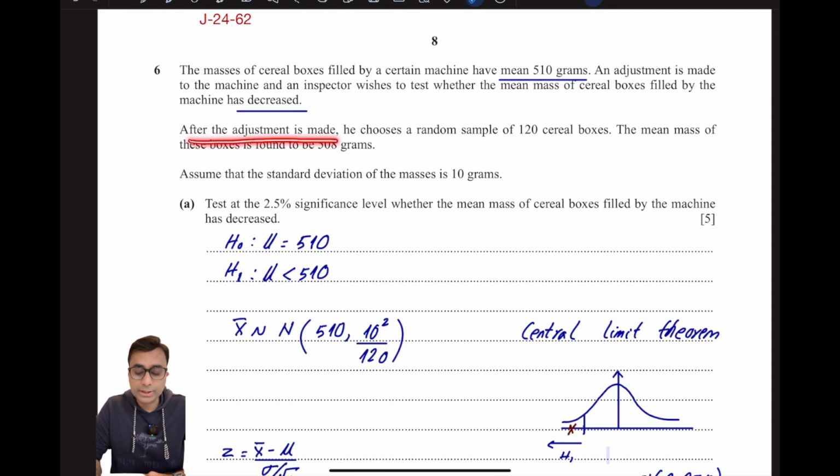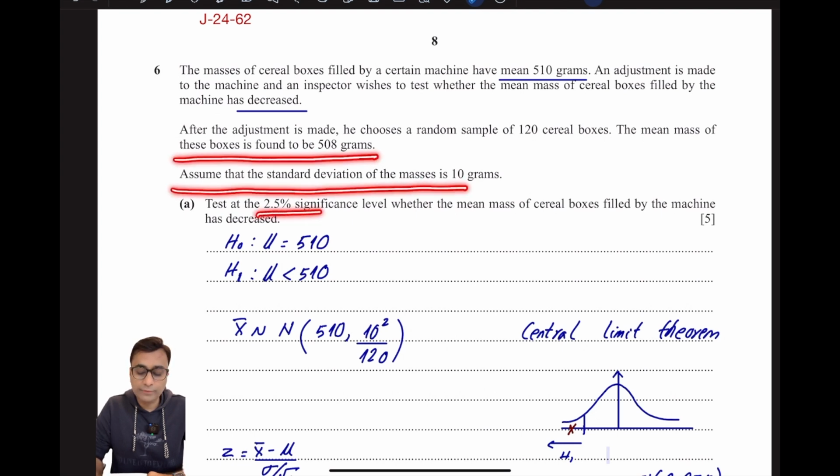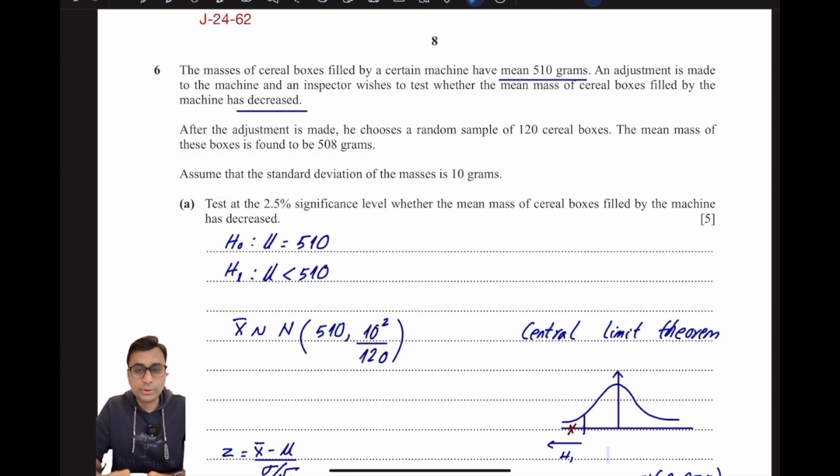After the adjustment is made, he chooses a random sample of 120 cereal boxes. The mean mass of these boxes is found to be 508 grams. Assume that the standard deviation of the masses is 10 grams. Test at 2.5% significance level whether the mean mass of the cereal boxes filled by the machine has decreased. So unlike the previous example, this is a one tail lower tail test because we are looking for a decrease in the value of mean.